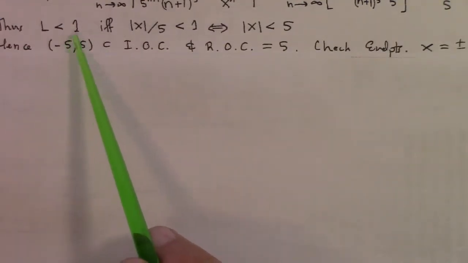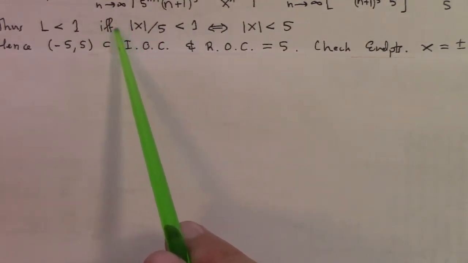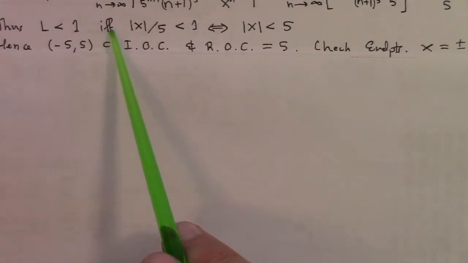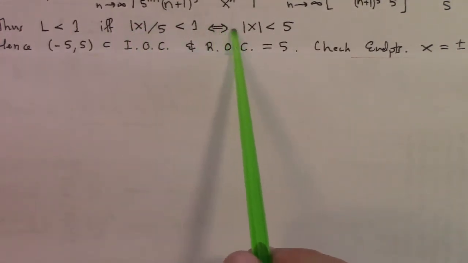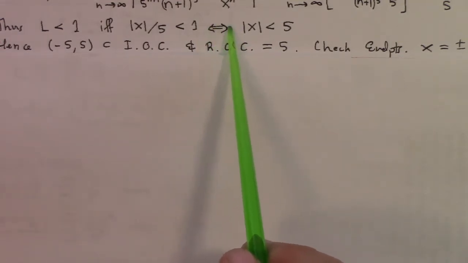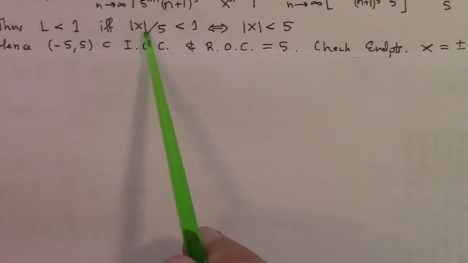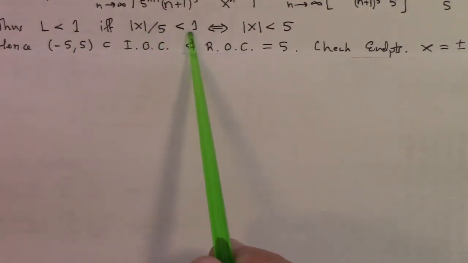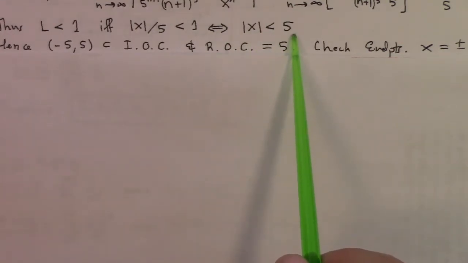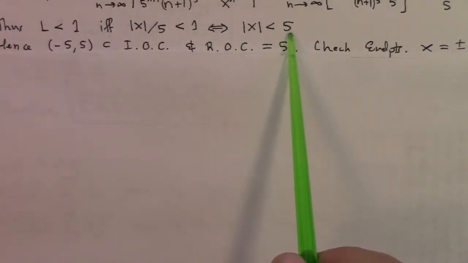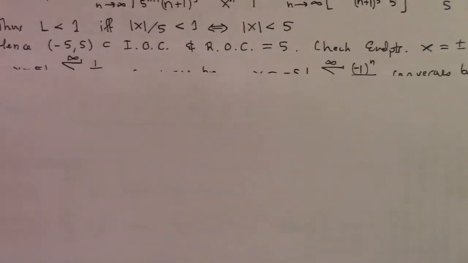So L is less than 1 if and only if, and that symbol right here also means if and only if. Anyway, L being less than 1 is interchangeable with the absolute value of x over 5 being less than 1, which is to say that the absolute value of x is less than 5. So lo and behold, we have radius of convergence 5, and then we've got to check endpoints.